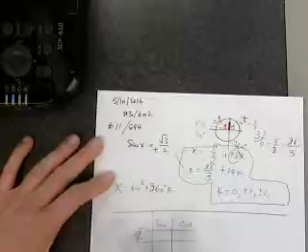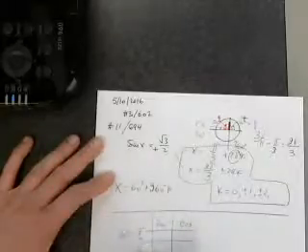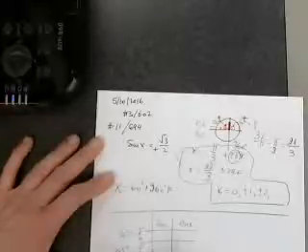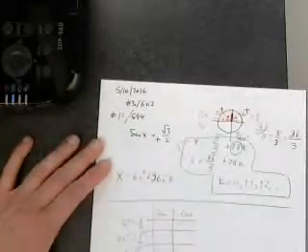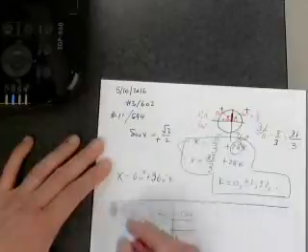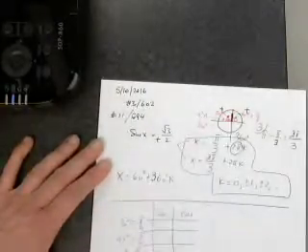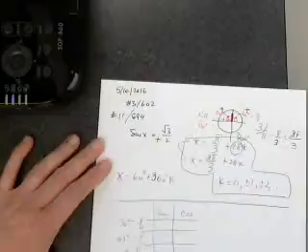Pi over 6, which is 30 degrees. Pi over 4, which is 45 degrees. And pi over 3, which is 60 degrees. And you should write this little chart. Once I hand you the final exam, you should write it somewhere in a corner.